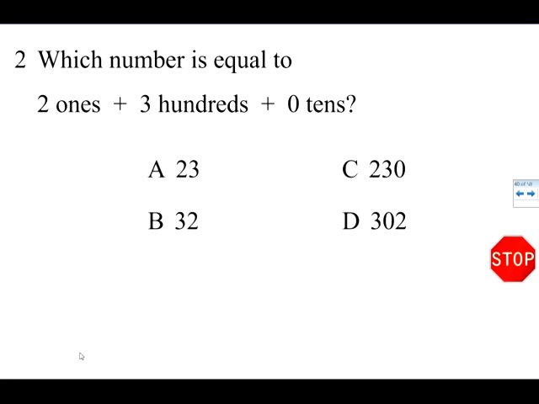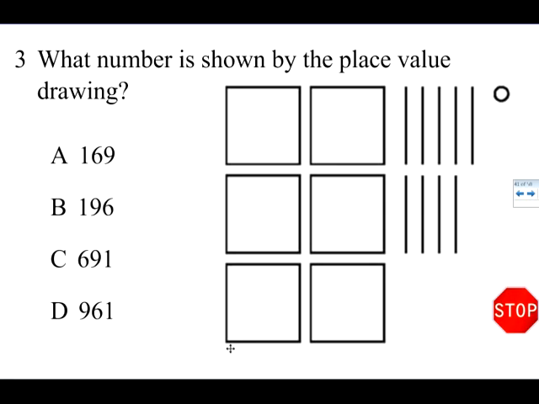Which number is equal to 2 ones plus 3 hundreds plus 0 tens? A, 23, B, 32, C, 230, or D, 302. Now, at some point you should have paused while I read that. Question number 3. What number is shown by the place value drawing? A, 169, B, 196, C, 691, or D, 961. Next question. Question number 4.